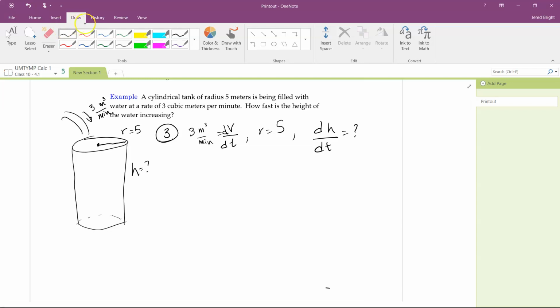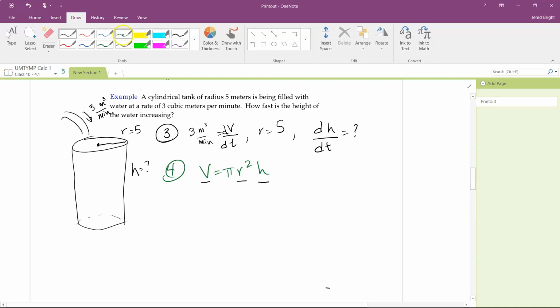Now, for number 4, I have to determine a relationship that relates all the quantities in this problem. Well, I have a radius, I have a height, and I have a volume. Luckily, we remember that the volume of a cylinder is pi r squared h. Now, for our purposes, every variable here we're going to think of as potentially a function of t.